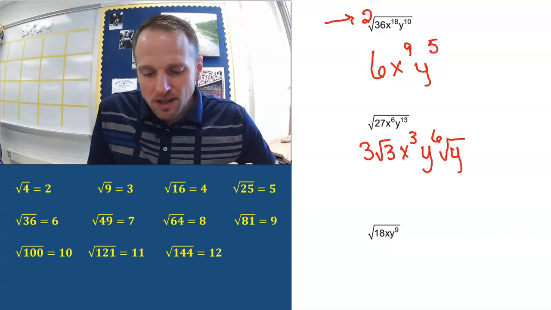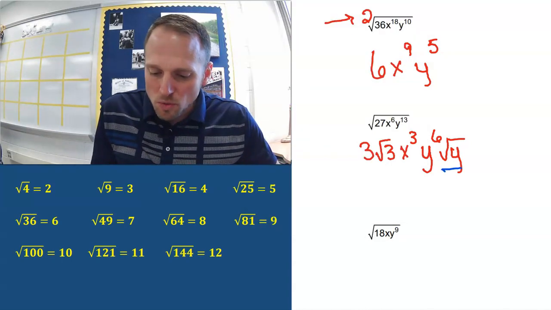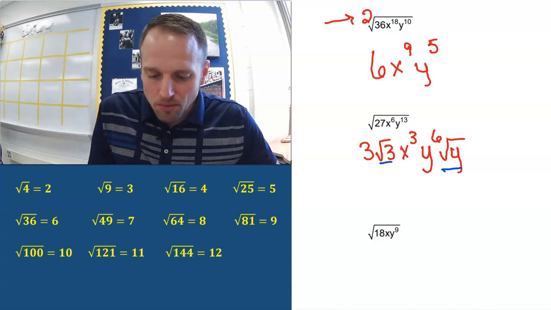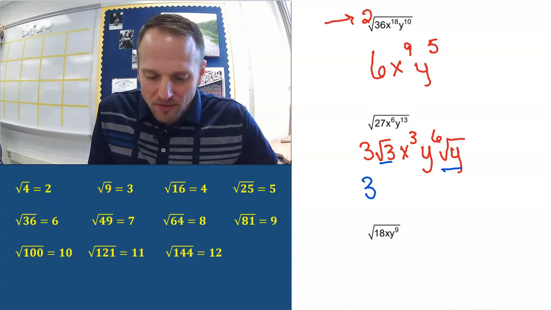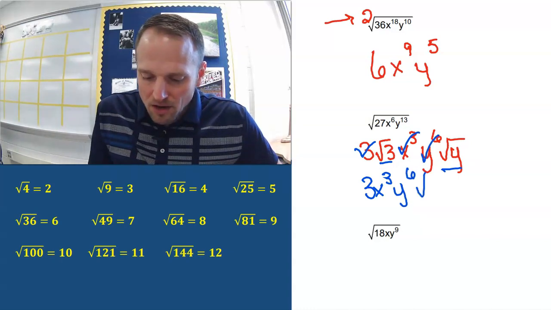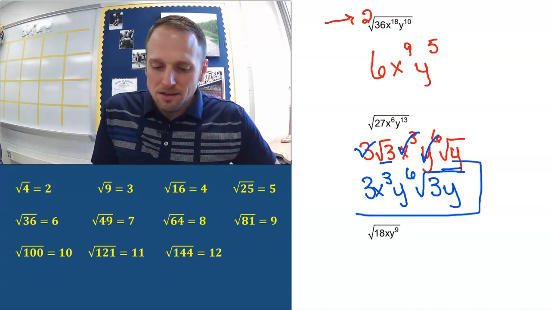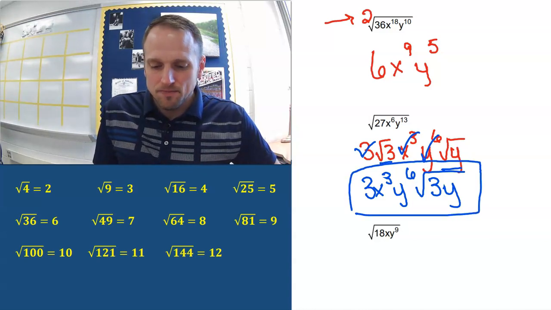Okay, now we're almost done. The only thing that I want to do yet is put all of my square roots together. So let's do this. I'm going to put my normal stuff out front. I've got the 3, the x to the 3rd, and a y to the 6th. And then underneath my square root sign, I have a 3 and a y. And that is my answer.